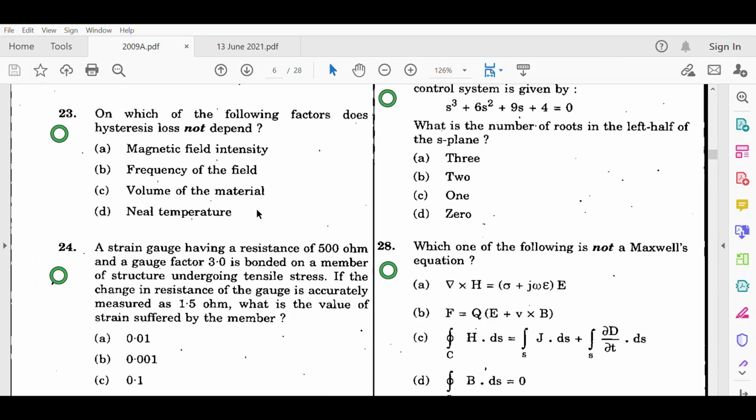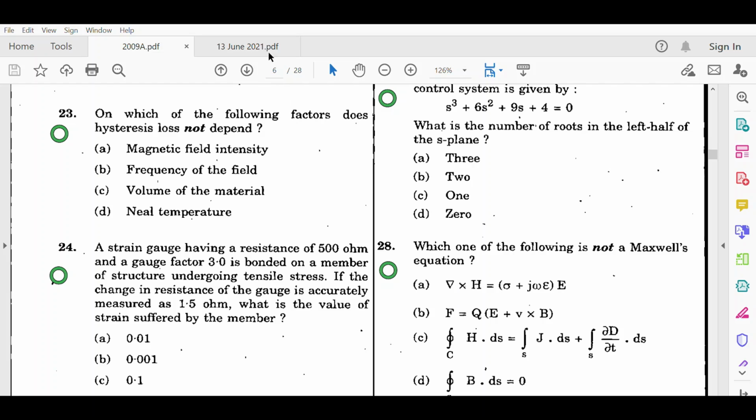Next we will see the 23rd question. On which of the following factors does hysteresis laws not depend? Magnetic field intensity, frequency of the field, volume of the material, Néel temperature.